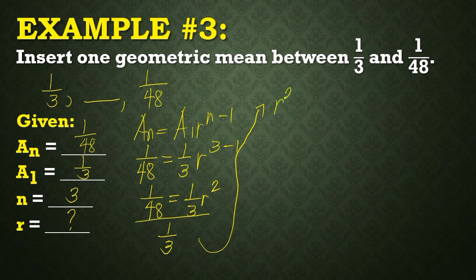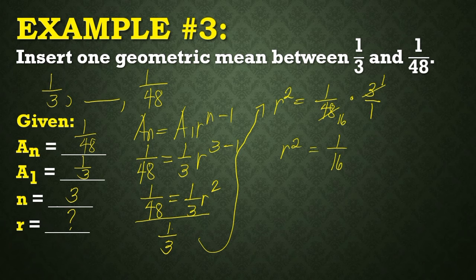R squared is equal to, so 1 over 48. And then, pag dinivide natin sa 1/3, kukunin natin yung reciprocal. So, ang reciprocal ng 1/3 ay 3 over 1 or 3. So, pwede tayong mag-cancellation dito. 3, tsaka 48. So, yung 3, 1. And then, yung 48 magiging 16. Kasi ang greatest common factor nila is 3. So, r squared is equal to 1 over 16.